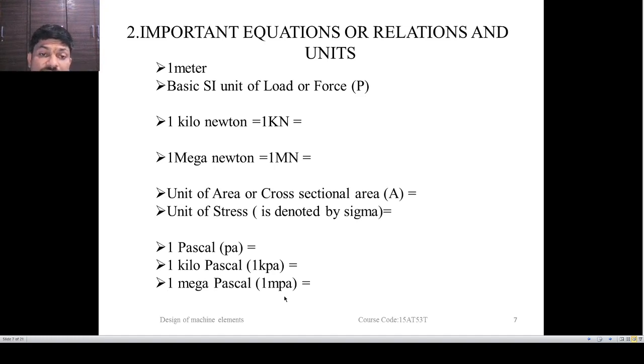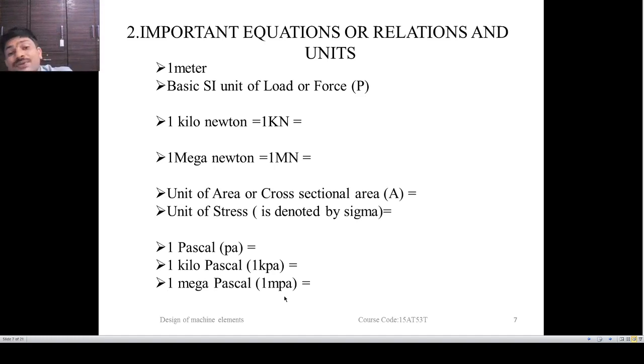Similarly there are decreasing ones: deci, centi, milli, micro, nano, pico, femto, atto, that is 10 raised to minus 1, 10 raised to minus 2, 10 raised to minus 3, 10 raised to minus 6. Milli means 10 raised to minus 3, micro means 10 raised to minus 6, nano means 10 raised to minus 9, pico 10 raised to minus 12, femto means 10 raised to minus 15, atto means 10 raised to minus 18. You should remember these numbers and measurements.